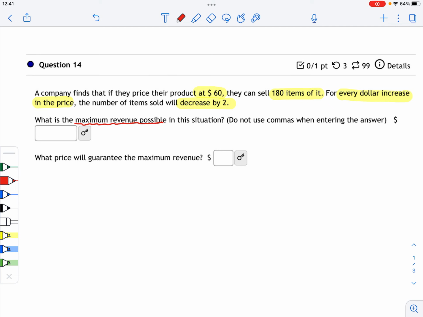So here's the situation. We know that revenue is equal to the price times the quantity sold. So if you sell more at a certain price, you'll make more. If you raise the price, you'll make more if you sell the same quantity. So here's what we have. We know that the price can change and the quantity is affected by the price.